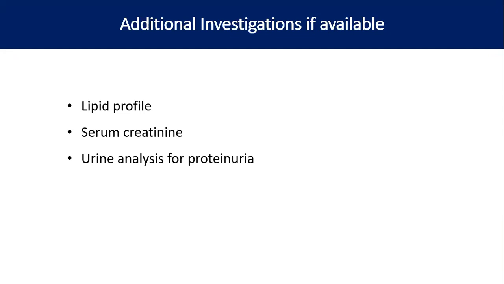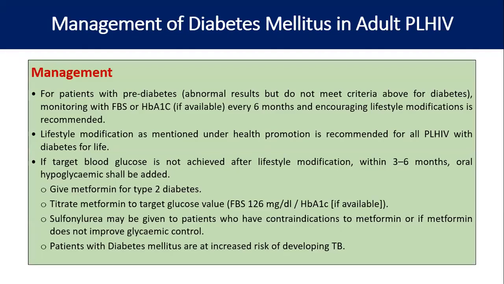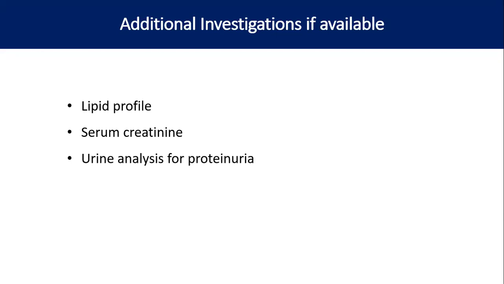Now, the other investigations that we can do based on the availability are lipid profile, serum creatinine, urine analysis for proteinuria. Now, this proteinuria can be a macroproteinuria or a microproteinuria. So while giving requisition, it might be a good practice to mention urine analysis for microalbuminuria, particularly in the early part of the disease.